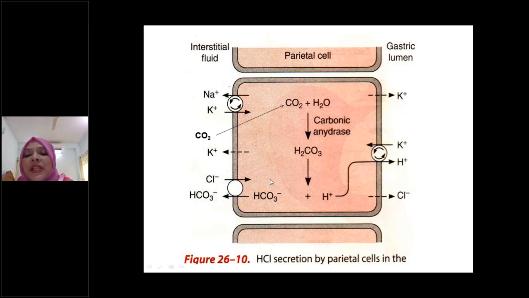This chloride which enters into the parietal cell, there are several chloride channels present in the parietal cell, so it can easily pump out into the gastric lumen. Now see here, hydrogen ion already comes into the gastric lumen. Now chloride ion comes into the gastric lumen and they produce hydrochloric acid. This is the real mechanism of production of hydrochloric acid according to Ganong.